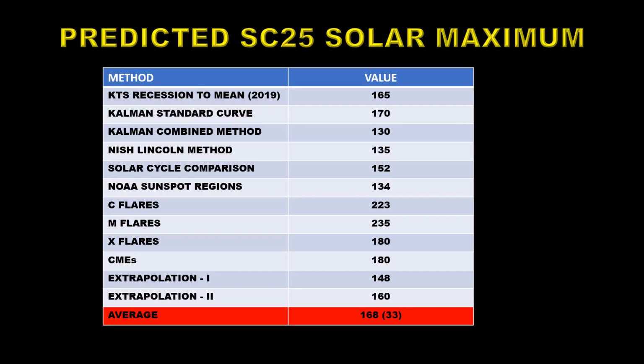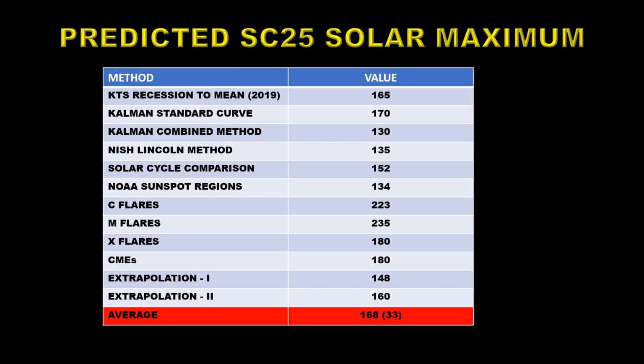So let's take a look at a summary chart of these predictions. My prediction that I've had going since 2019 based on recession to the mean is a 165. I'm staying by that for the moment. The standard curve model was 170. The combined method is 130. And the Nish-Lincoln method is 135. If we compare solar cycles, we are at about 150. If we'd use NOAA sunspot regions, we're 134. C flares, M flares, and X flares give us much higher values at 223, 235, and 180, respectively. Coronal mass ejections also give us a number of 180. And that extrapolation method that I talked about gives us 148 for one and 160 for the other.